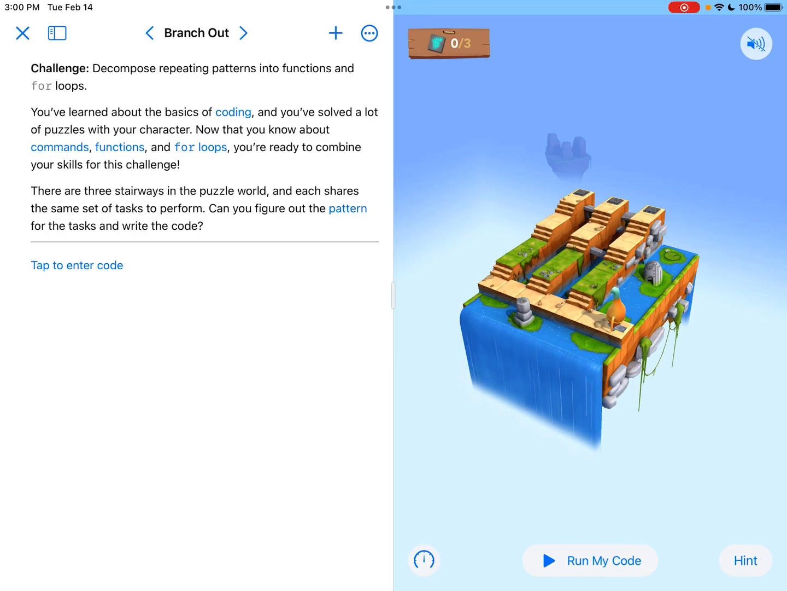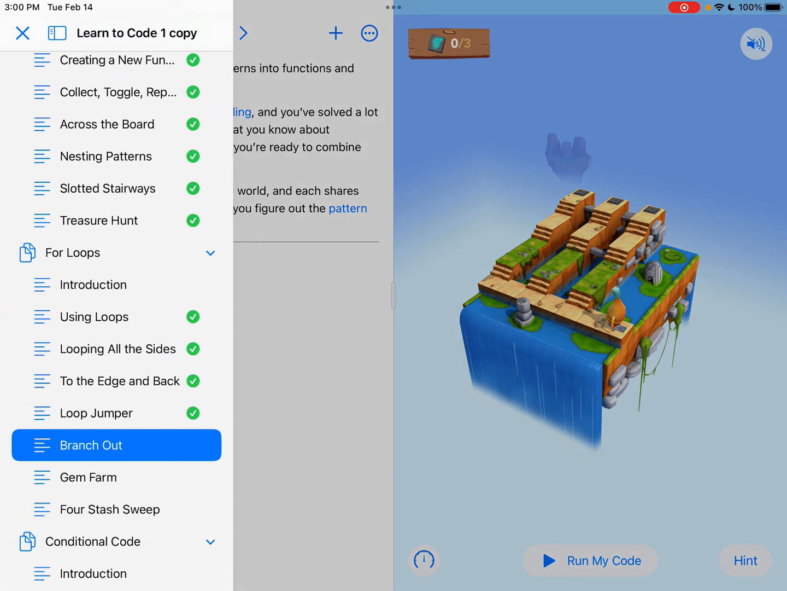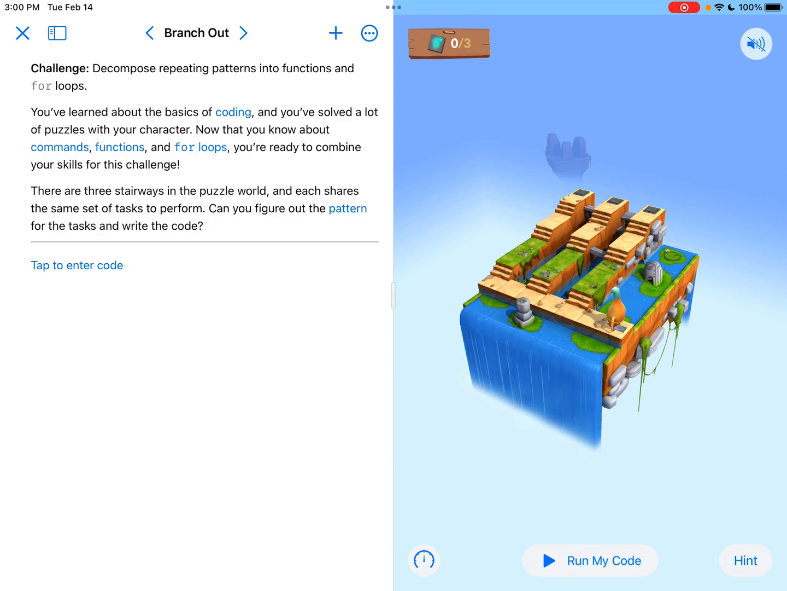Hey everybody, it's Tyler Binkley here, and we are looking at Swift Playgrounds Branch Out. If I take a look at the table of contents, this is in the For Loops chapter of the Learn to Code 1 section of Playground in Swift Playgrounds.